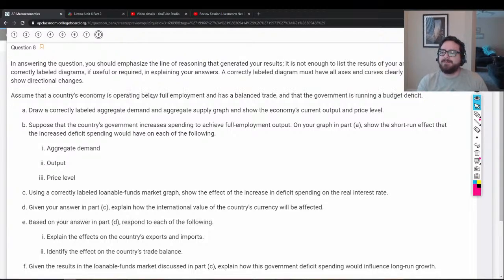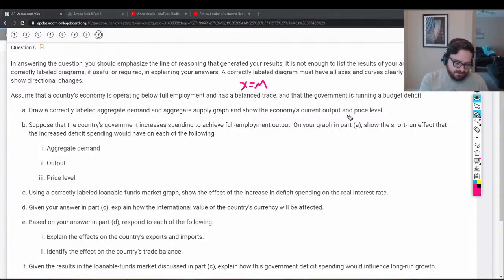Assume their economy is operating below full employment, ding, ding, ding, has a balanced trade, which just means that their exports are equal to their imports. Weird, that isn't a thing that happens a lot, but good for them. And they're running a budget deficit. So they're below full employment, which means that they are in a recession. They currently have balanced trade. That's good. They're running a budget deficit. That's very relatable. So let's draw the aggregate demand supply graph and show my current output and price level. Okay.